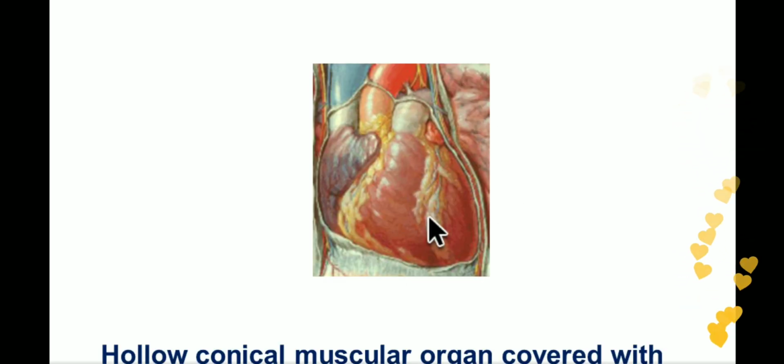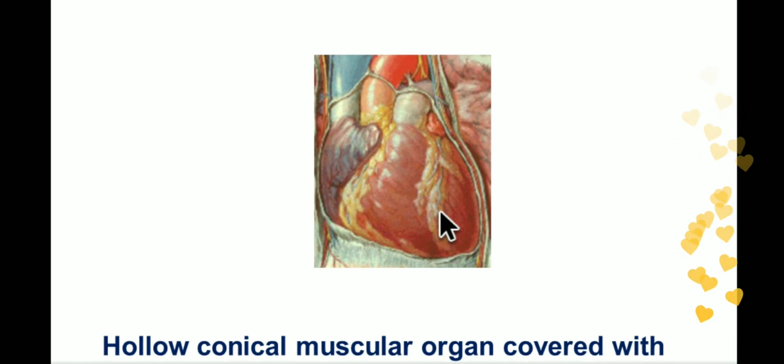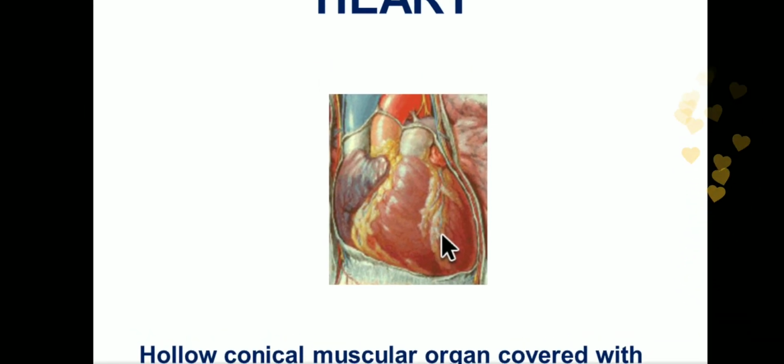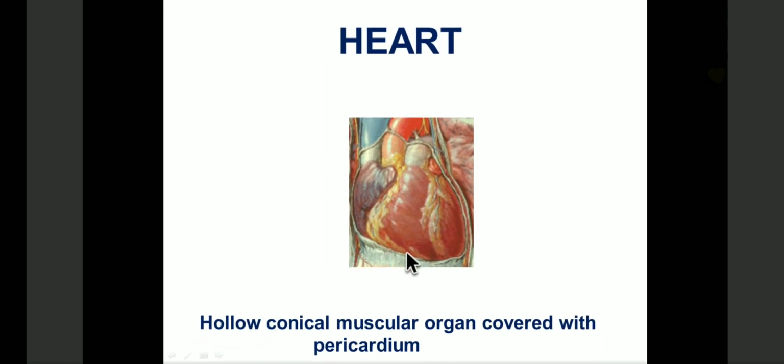Heart, as we have discussed, is lying in the middle mediastinum in the thoracic cavity within the pericardium. It is basically a hollow, conical, muscular organ which is covered with pericardium. It's hollow, obviously, for the blood to fill it, and it is muscular because it has to pump blood to various parts of the body. It's conical in shape, with the apex below and base above.